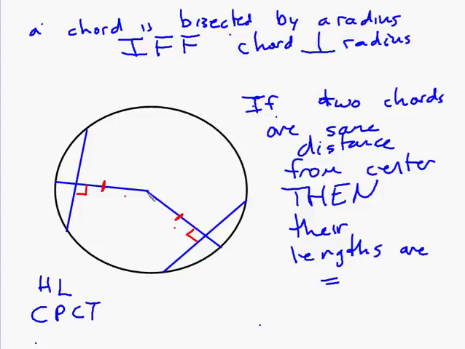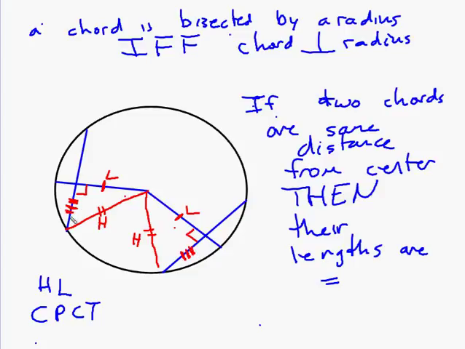Now this is a radius here, and all radii in the same circle are the same length. So if I draw this radius, and I draw this radius, those would be the same. You with me so far? Now I have a right triangle. This is a hypotenuse. This is a hypotenuse. This is a leg. This is a leg. So these triangles are congruent by HL, which means all their corresponding parts are the same, which means this side is the same as this side.